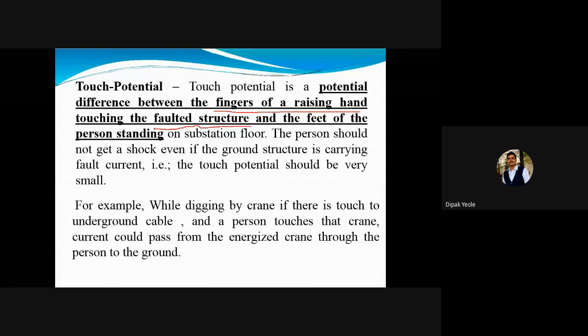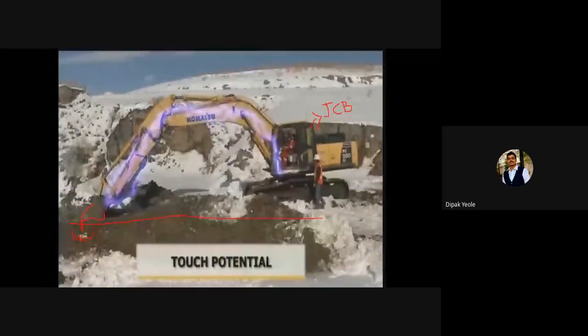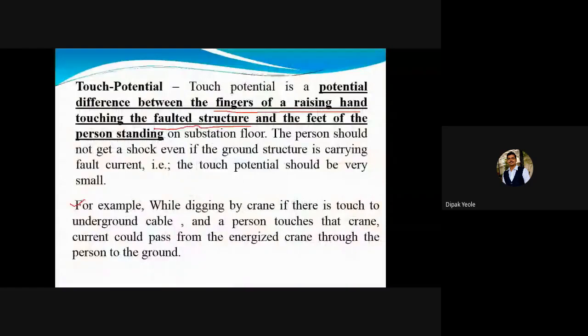So for example, आपण जे example discuss केलं ना, ते इथे लिहिलंय. While digging by crane, if there is a touch to underground cable and a person touches that crane, current could pass from the energized crane through the person to the ground. So this is called as touch potential. आणि हे टच potential कसं develop झालं, त्या पर्सनने टच केलं म्हणून. Yes, so I hope you understood step potential and touch potential difference.